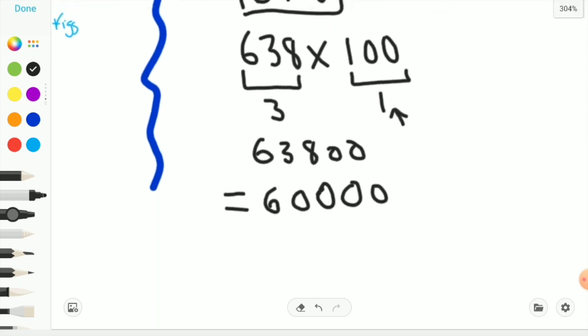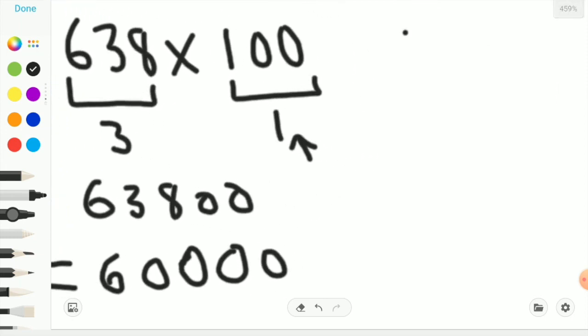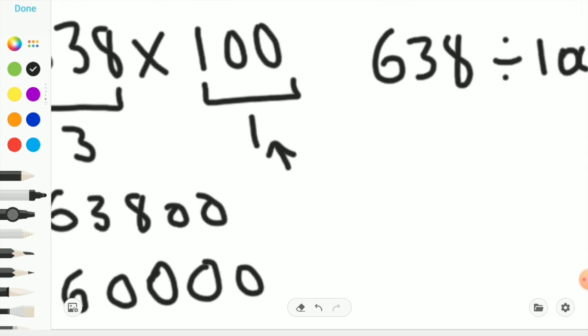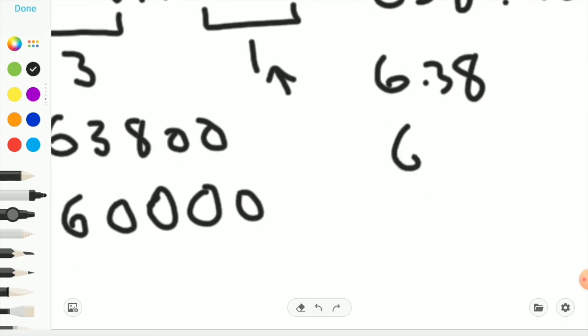And the same thing with division. So say instead of multiplication, this was division, you would have 6.38, but because there's only 1 sig fig here, you would have to round it so that it's only 1 sig fig. So 6 would be the final answer here.